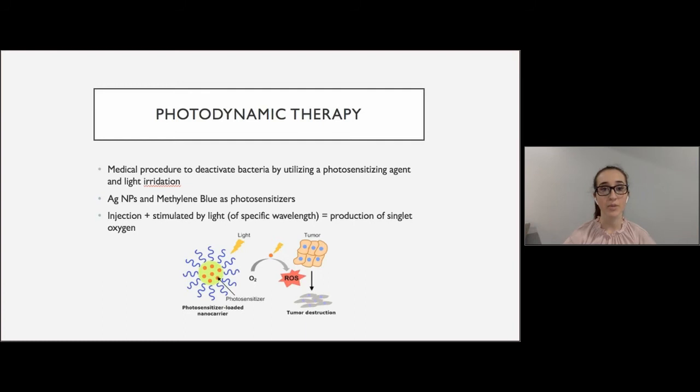In photodynamic therapy, an injection of the photosensitizer is made into or near a region of the epidermis which has experienced trauma. This region will then be stimulated by light of a specific wavelength, and this causes the production of singlet oxygen from the photosensitizer. Singlet oxygen is known to be toxic to cancer cells as well as bacteria, so any bacteria that may be present in that region will be eradicated using this method.